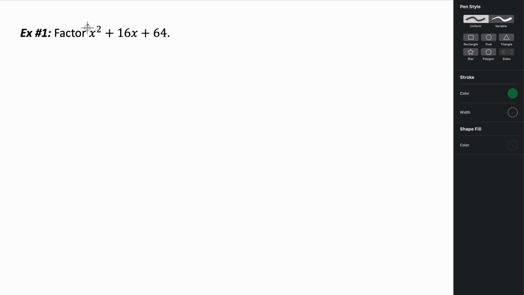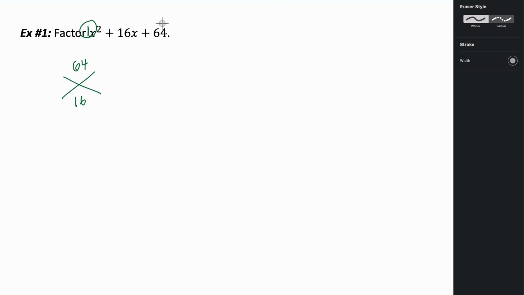We notice that the leading coefficient is 1. So if we decided that we wanted to use the shortcut, we could. But let's go ahead and take a look at what we're trying to do here. So leading coefficient 1, so we're going to multiply 1 and 64 to get 64, and then 16 there. So we know that the back sign is positive and the front sign is positive, so that means we're going to get two positive numbers. So we're looking for two numbers that multiply to 64 and add to 16.